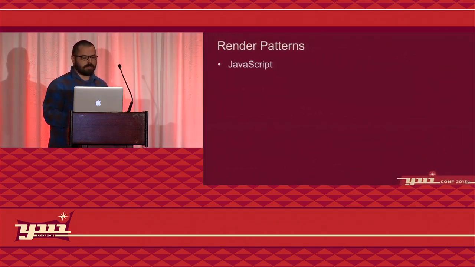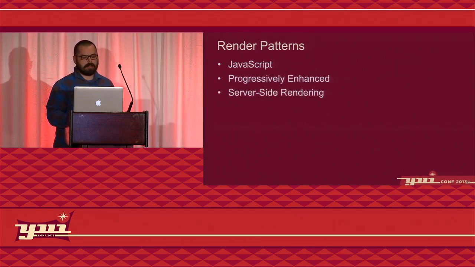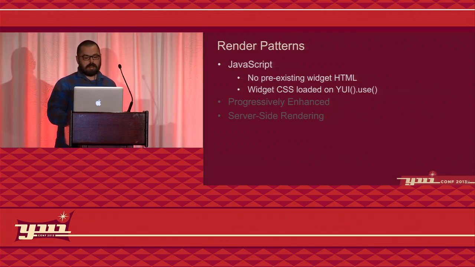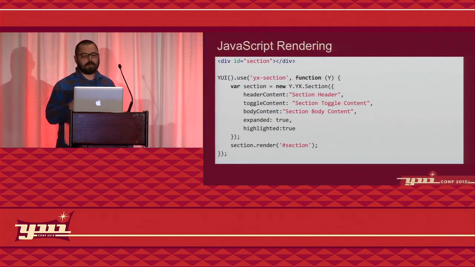So to give a little context to why we're doing this, there's 3 basic rendering patterns that we're looking at. One is just pure JavaScript rendering, the other one's progressive enhancement, and finally the one we focused on was the server-side rendering. So with JavaScript, you guys probably all know this kind of stuff, but there's no pre-existing widget-specific HTML on the document, and there's no widget-specific CSS. You only get it when you use the module.